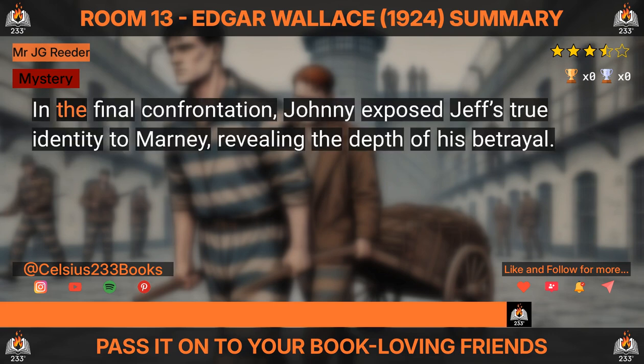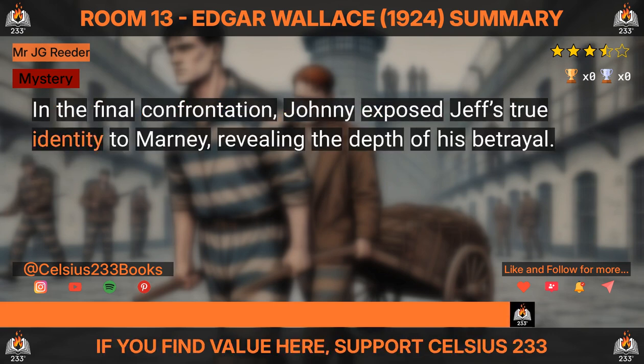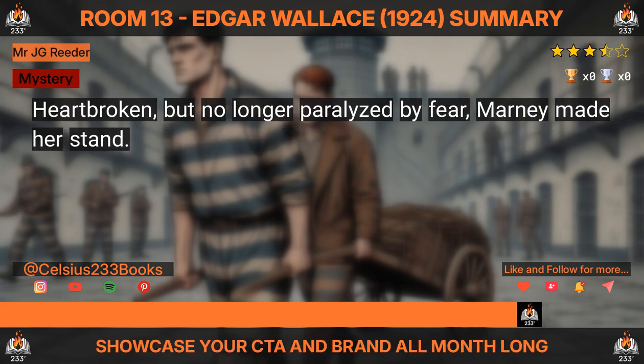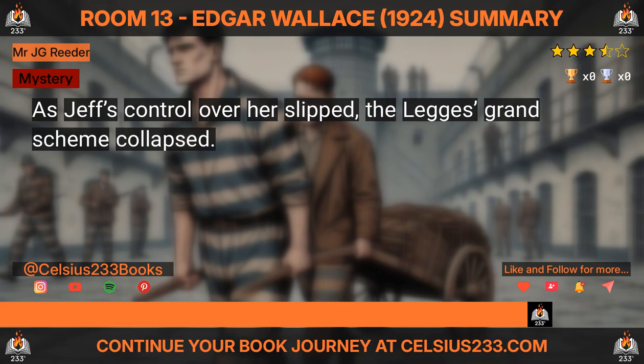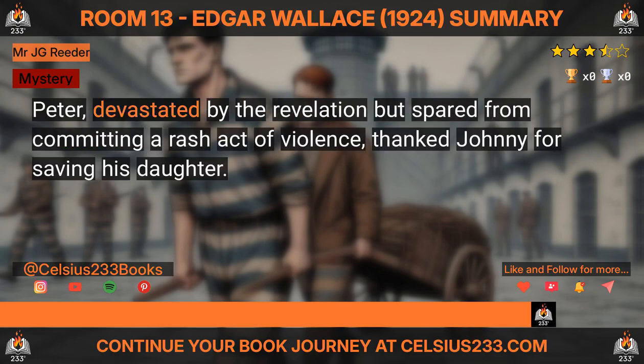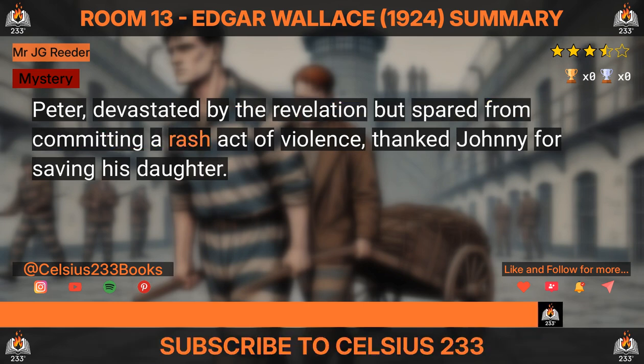In the final confrontation, Johnny exposed Jeff's true identity to Marnie, revealing the depth of his betrayal. Heartbroken but no longer paralyzed by fear, Marnie made her stand. As Jeff's control over her slipped, the Legges' grand scheme collapsed. Peter, devastated by the revelation but spared from committing a rash act of violence, thanked Johnny for saving his daughter.